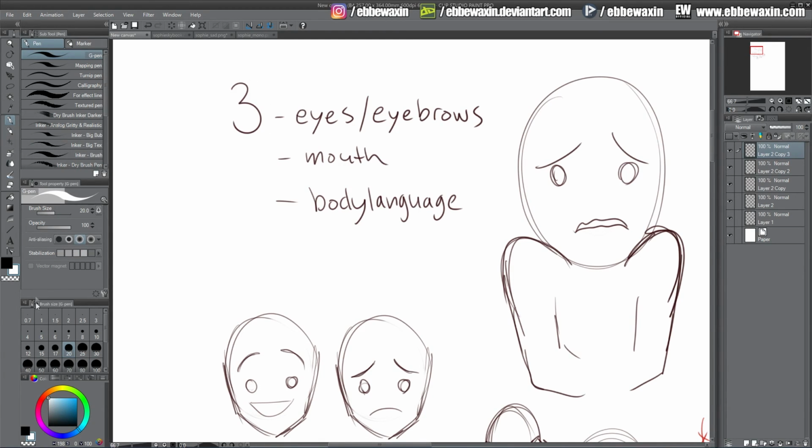Here we go. So, eyes, eyebrows, mouth, and body language. Those are the things I use when I'm trying to make a character either sad, happy, angry, depressed, or whatever it is. These are the things I use.